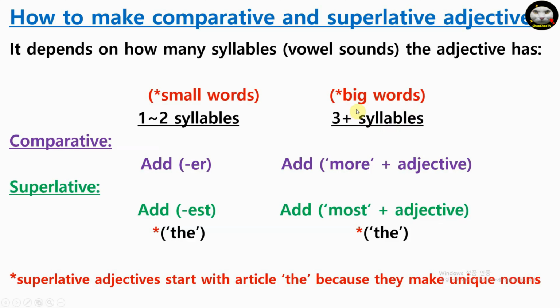If your adjective is a big word or a long word and has 3+ syllables, then we add more before the adjective, and the adjective does not change spelling. And if it's a superlative sentence, we add the most plus the adjective word without changing the spelling. Superlative adjectives start with article the because they make unique nouns.